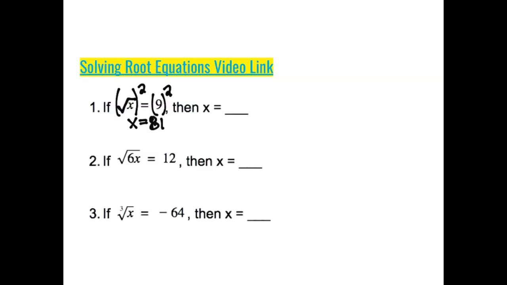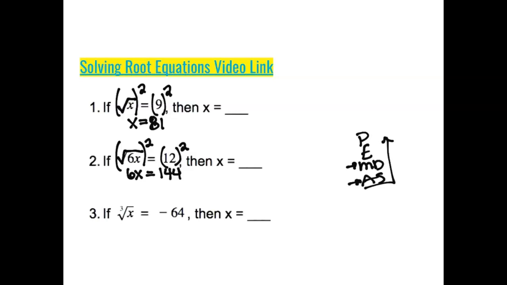For problem number 2, again, I have my square root by itself. So in order to get rid of that square root, I can square both sides of the equation, and that gives me 6x equals 144. From there, I'm solving my remaining equation. In order to undo this multiplication by 6, I need to divide both sides by 6. And when I take 144 divided by 6, I get x equals 24.